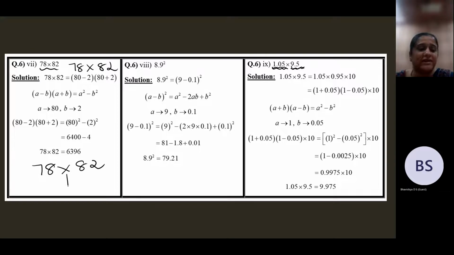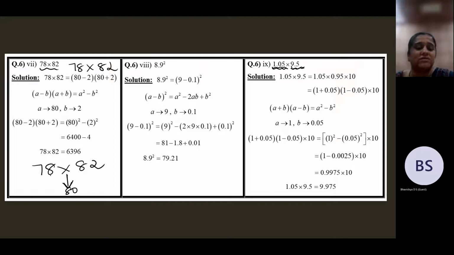Now, we know that 80 lies between 78 and 82. 79 also lies between 78 and 82, and even 81 does. But we're looking for something like 70, 80, 60, so that multiplication is easy. You understand that 80 is a comfortable number, right? So 80 lies between 78 and 82.